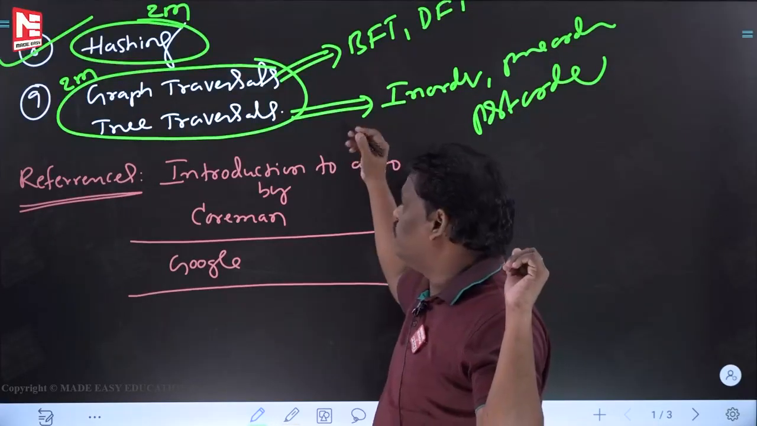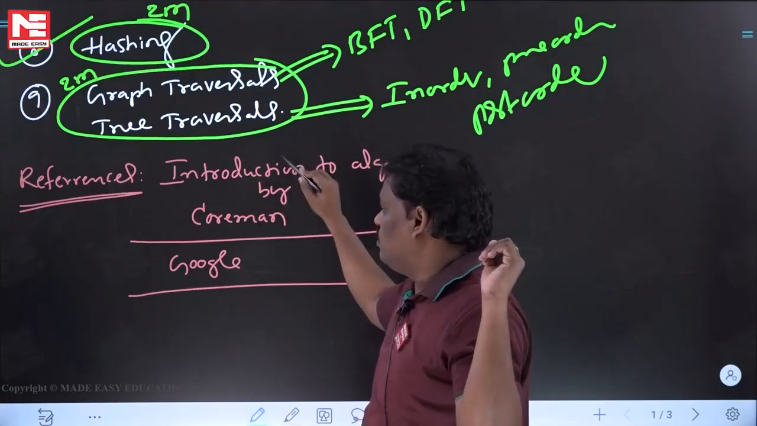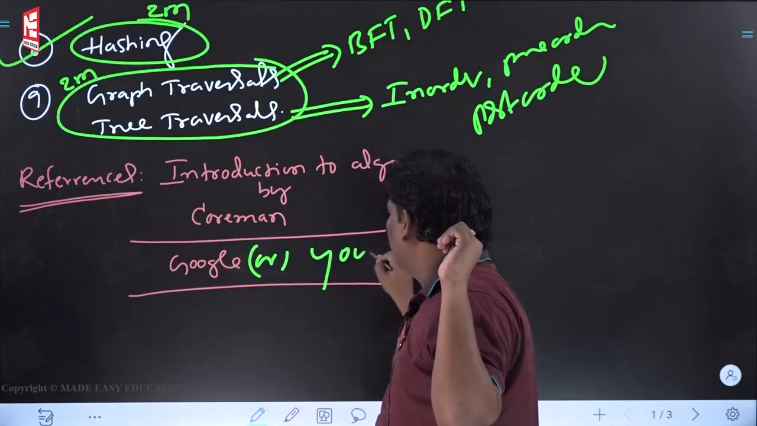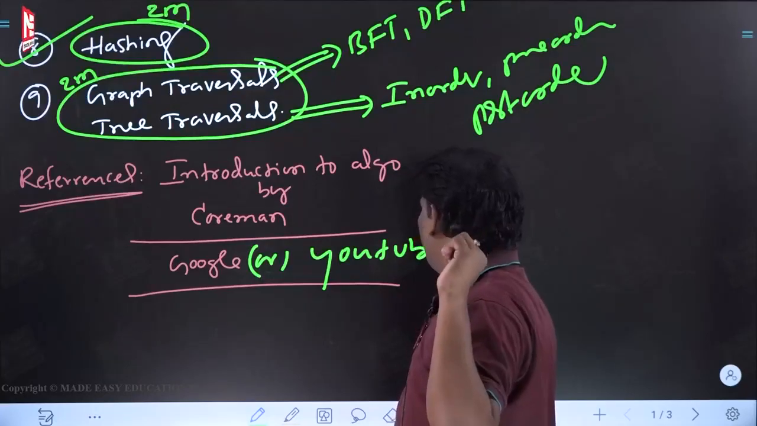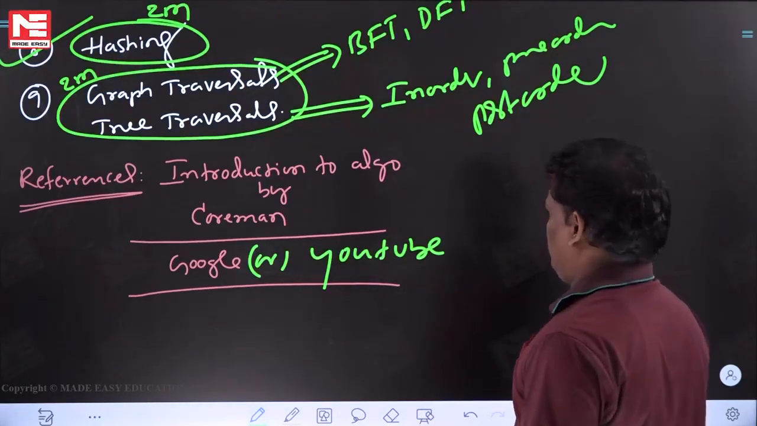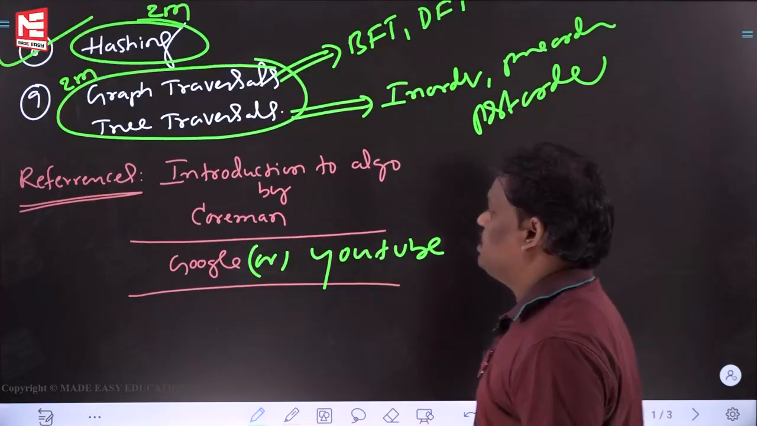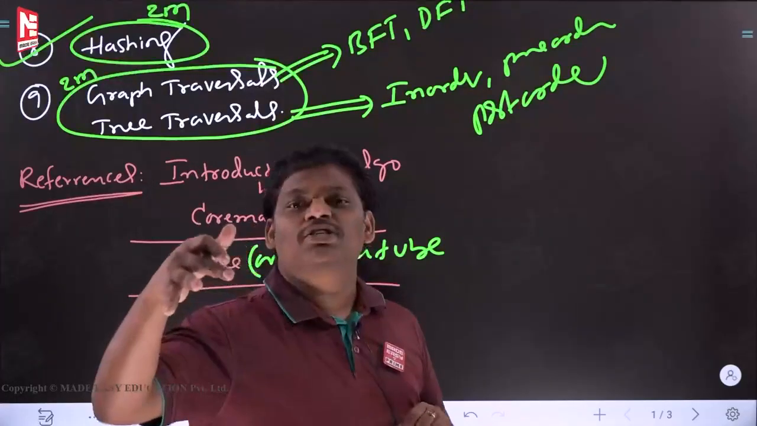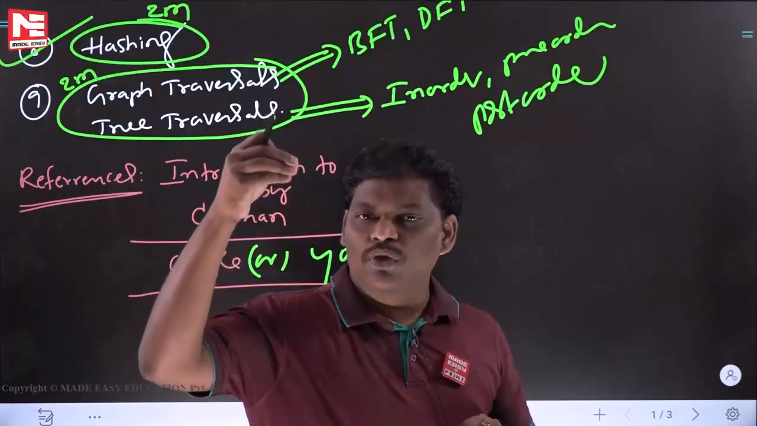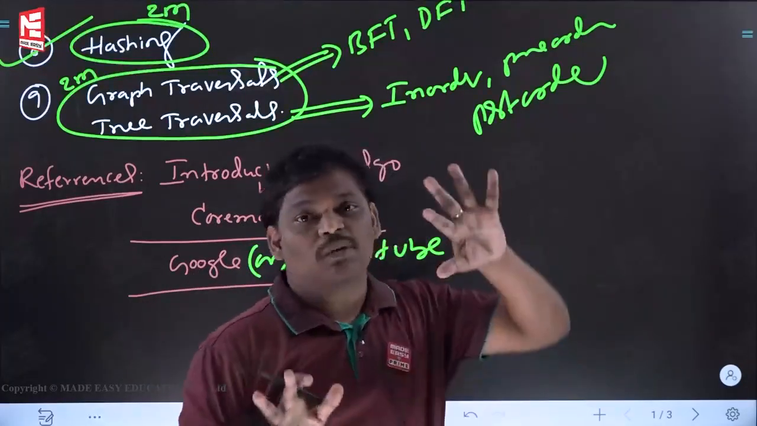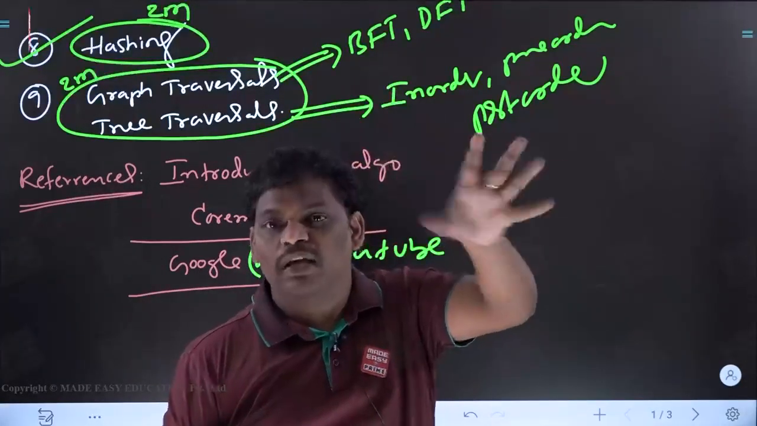Next, followed by this book, followed by Google, maybe YouTube. I will write YouTube mostly. See this one. These many things are there. After listening to my lecture, one or two doubts, you will go to the Coreman. Afterwards, one or two doubts, you will go to YouTube. This is the procedure.